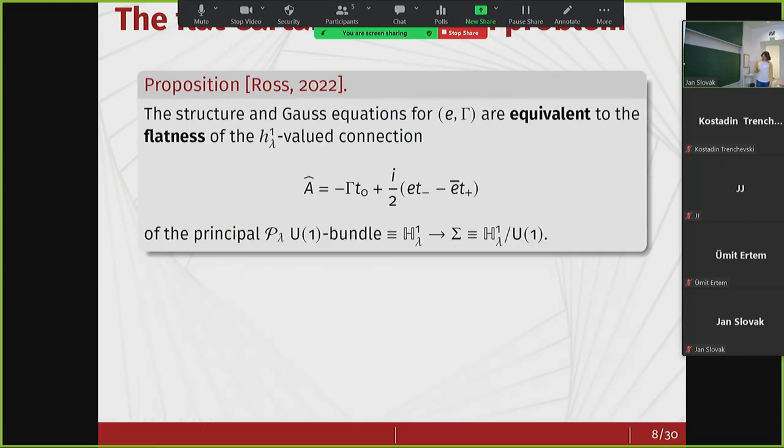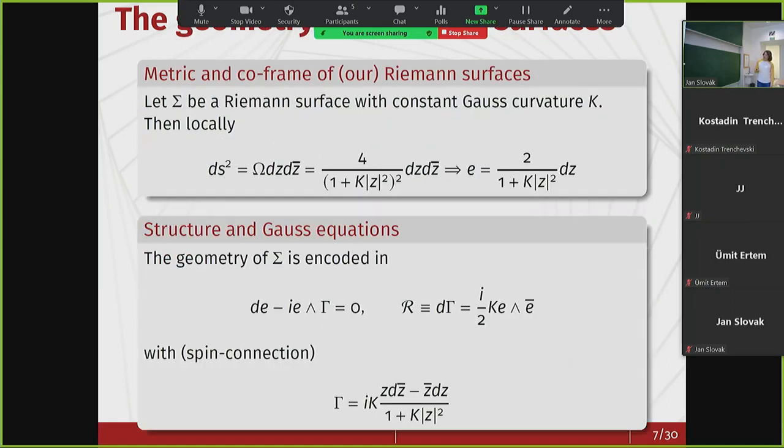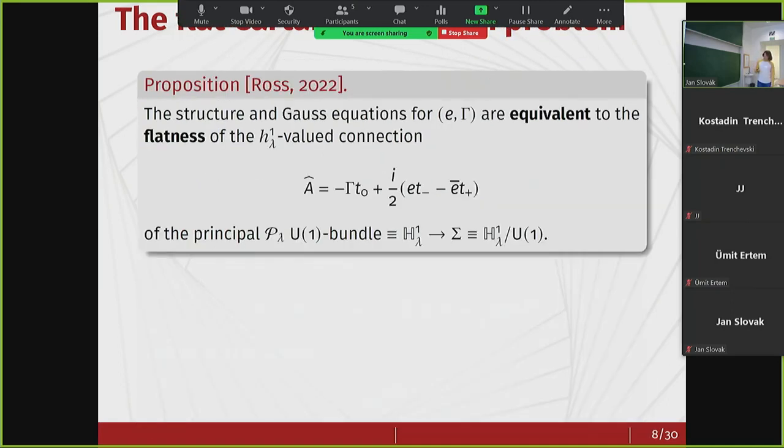Now, something nice is that we can combine these two equations into just one, and then we have this proposition. Ross is a previous PhD student of my supervisor, Callum Ross. The structure and Gauss equations, the ones that we saw before for the coframe and the spin connection, you can actually put them together in this H lambda 1 valued connection. It's with this specific form that we are building up this U1 bundle.